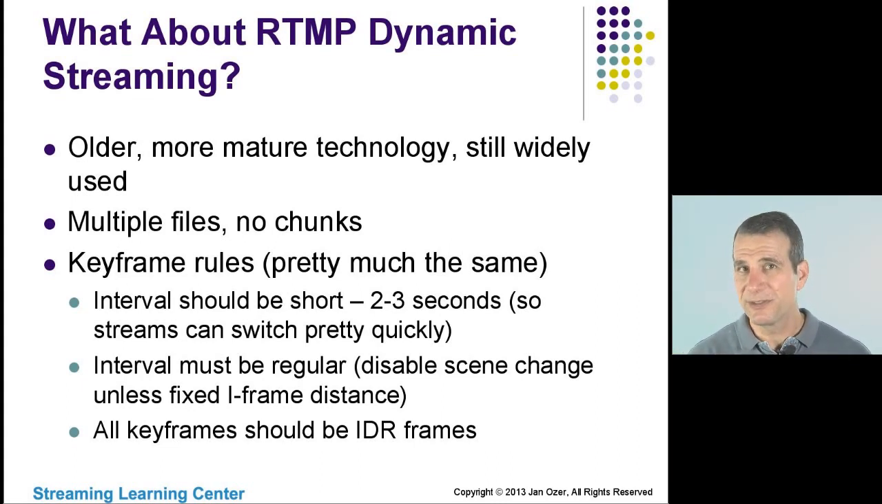The keyframe rules for RTMP-based dynamic streaming are the same. Intervals should be short, 2 or 3 seconds, so you can switch streams nimbly. You typically want to disable scene change detection unless you have a fixed iframe difference, for the same reasons. You want regular ability to switch streams. And all keyframes should be IDR frames.